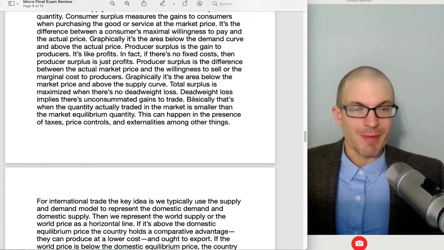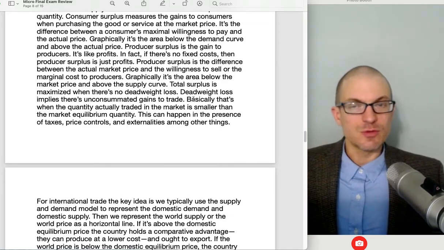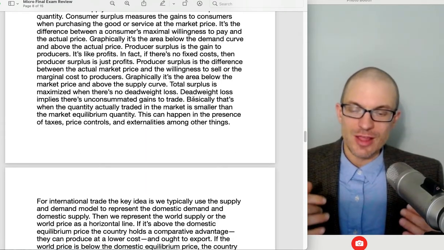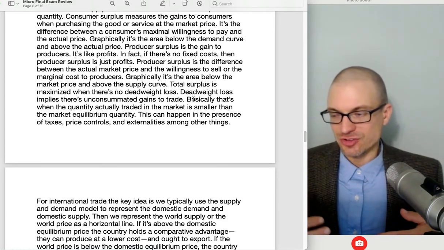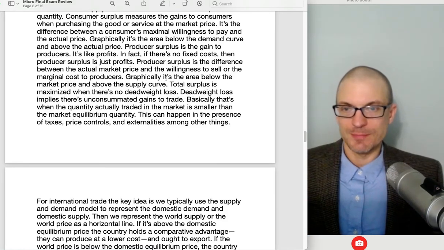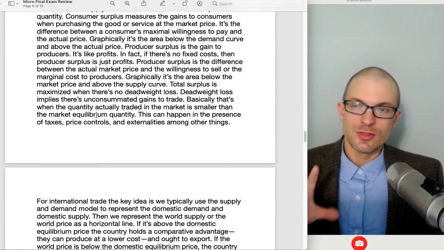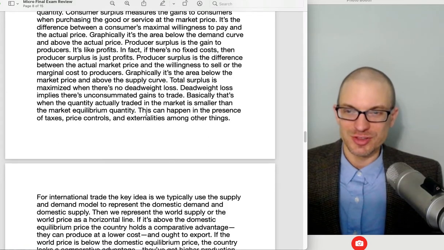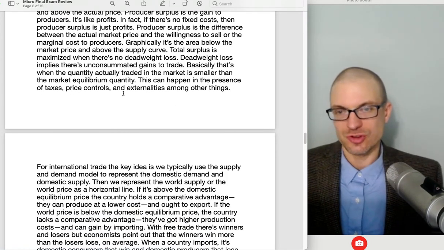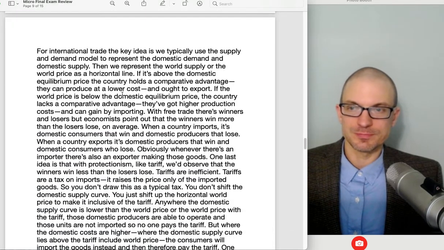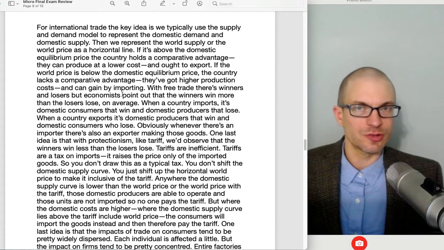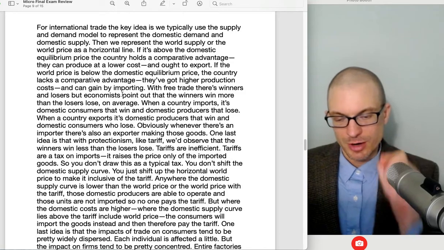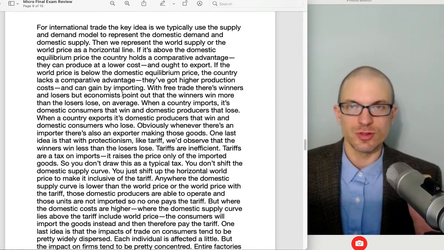Then total surplus is maximized if there's no deadweight loss. Deadweight loss corresponds to any trades that don't happen, if the quantity actually traded is smaller than the equilibrium quantity. So deadweight loss is when there are unconsummated gains to trade. It's basically when the quantity actually traded is smaller than the market equilibrium quantity due to taxes, price controls, externalities, or other things. Typically, the area of deadweight loss is a triangle, located under the demand curve, above the supply curve, between the market quantity actually traded and the true market equilibrium quantity.